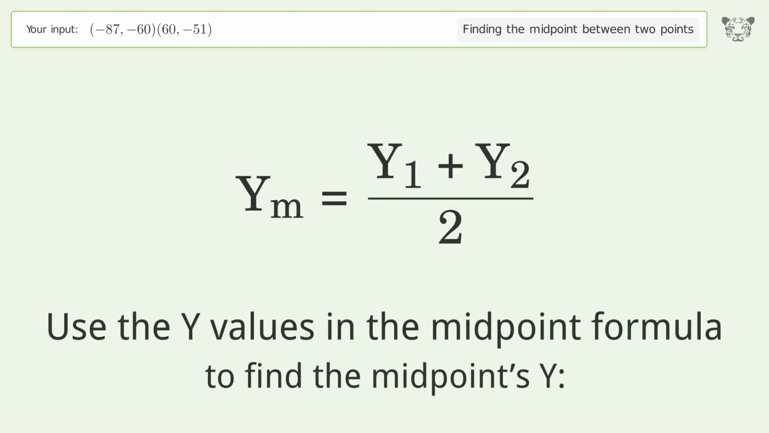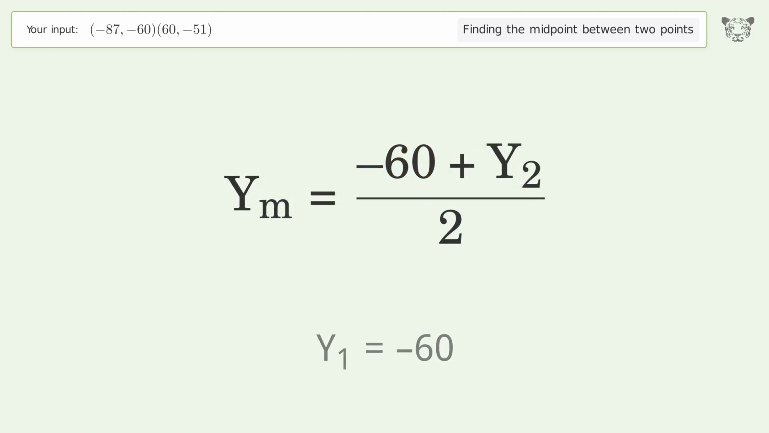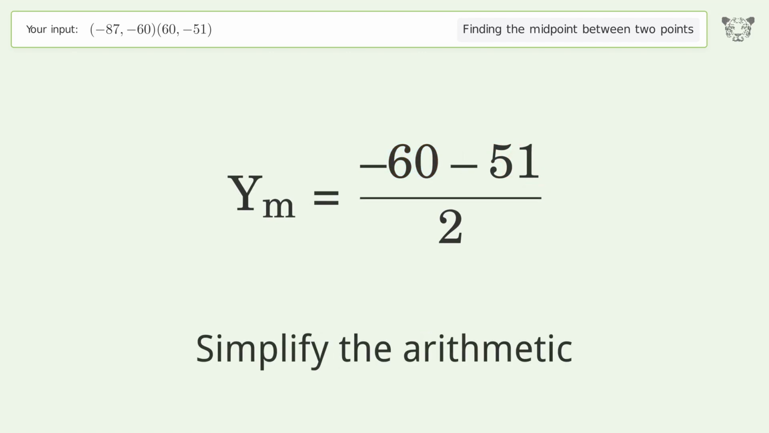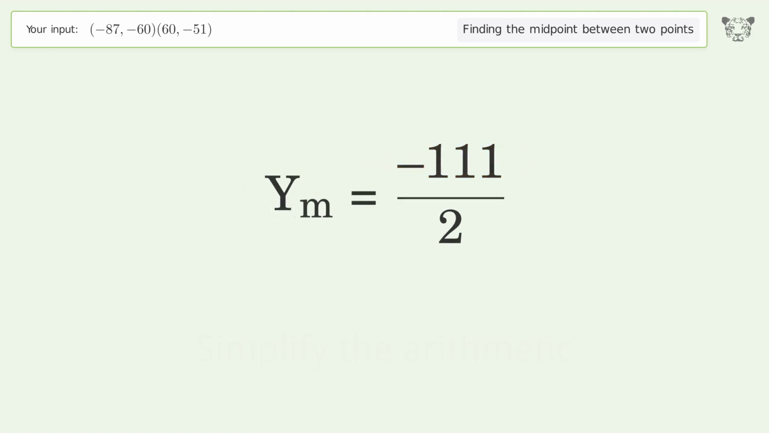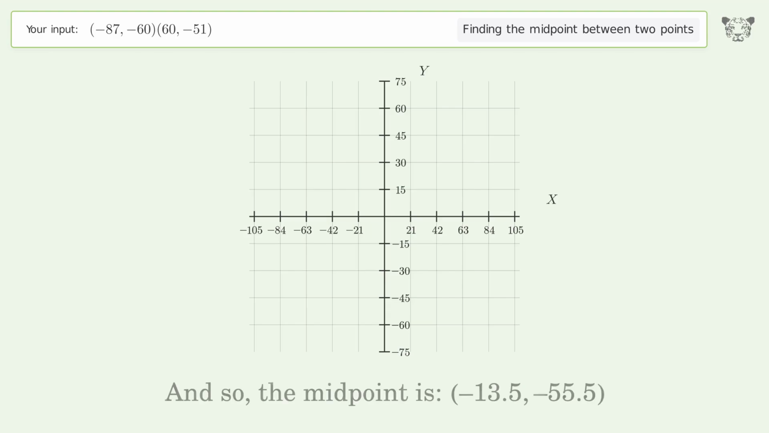Use the y values in the midpoint formula to find the midpoints y. y1 equals negative 60. y2 equals negative 51. Simplify the arithmetic. And so, the midpoint is, negative 13.5, negative 55.5.